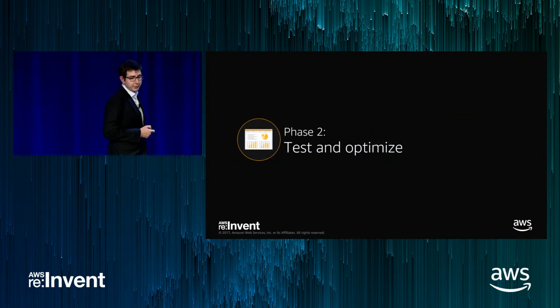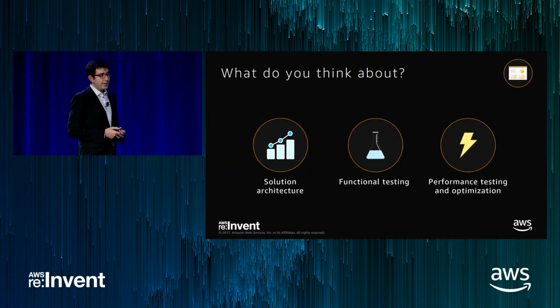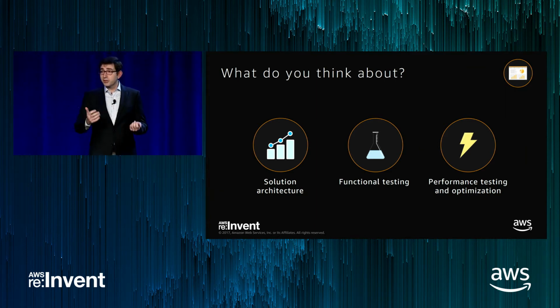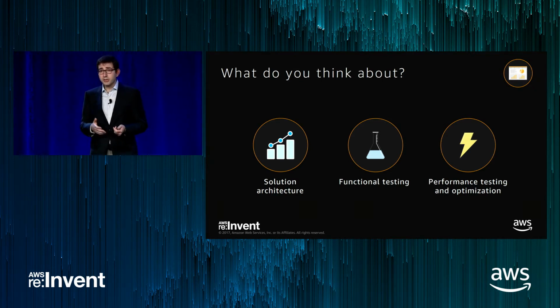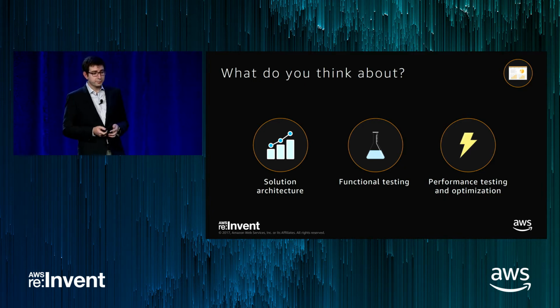So let's go to the next phase, so testing and optimizing. So hopefully at this point, you've made your selection of the type of storage you want. Hopefully you've selected EFS. And now, what do you think about at this point? So when testing and optimizing, several things to think about. So the first is understanding what your architecture is going to be. So what is it going to look like deployed? The second is conducting functional testing, and the third is conducting performance testing. And if you'd like, optimizing your application to take advantage of EFS's performance attributes.